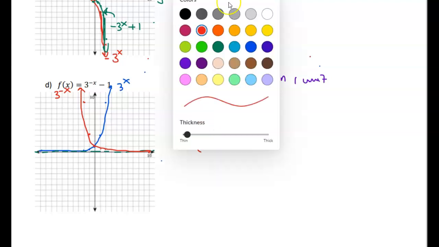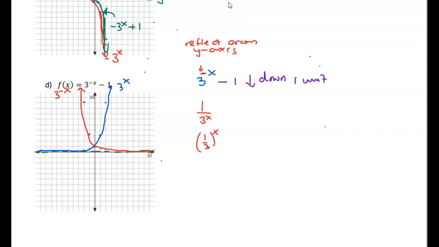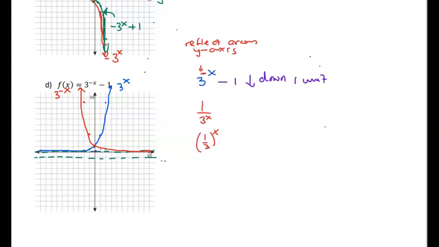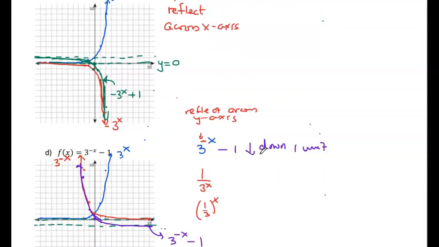All right. And now the -1, we're going to move the asymptote down 1 unit. And then we're going to subtract the 1 from each of the y values. So let's do that on the graph. Right. And we get that function shifted down. Okay, so it's been reflected across the y-axis, 3 to -x, and then shifted down 1 unit. So that final graph is what you want. Okay, cool. So that's some basics of graphing.